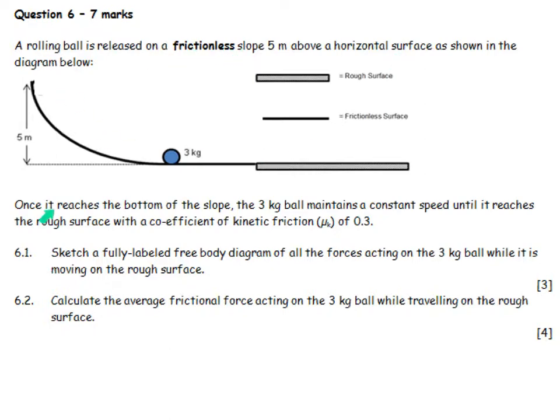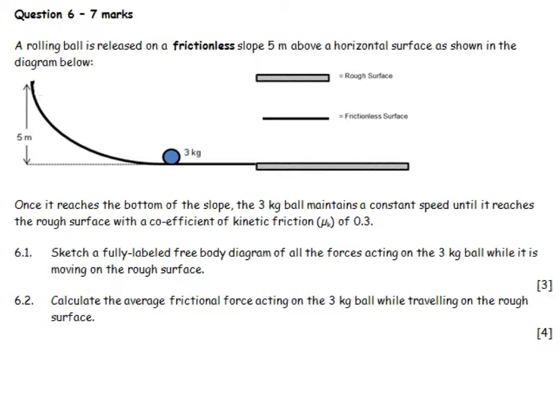Last question, we've got this rolling ball and it's released on a frictionless slope 5 meters above the surface as shown. Once it reaches the bottom of the slope, this 3 kilogram ball maintains a constant speed. In other words, the forces are all balanced until it reaches the rough surface with the coefficient of friction. Sketch a fully labeled free body diagram of all the forces while it is moving on the rough surface, not on the smooth surface.